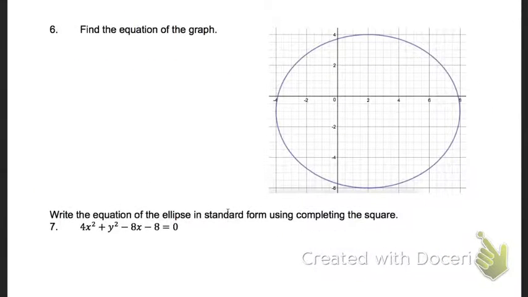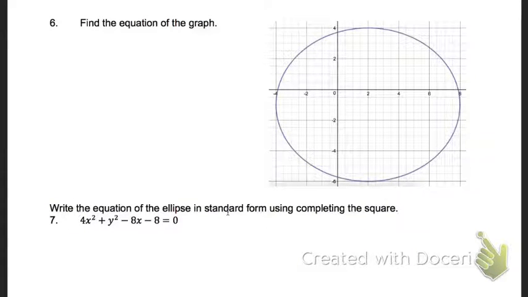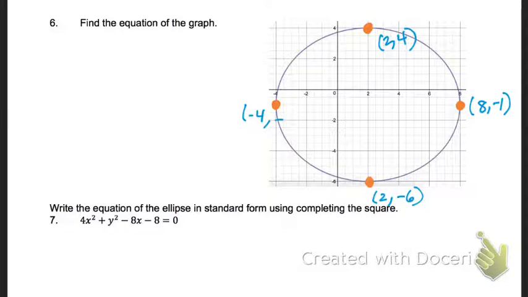Okay, now we're given an equation, number 6. So first of all, let's just draw some dots at our vertices and co-vertices. I'm just going to label them. There we go. Okay, so let's name the ordered pairs. We've got 2, 4, 8, negative 1, 2, negative 6, and negative 4, negative 1.